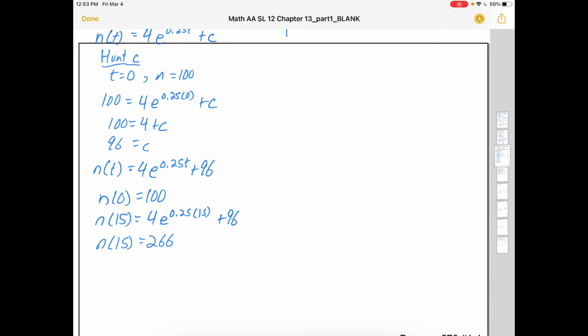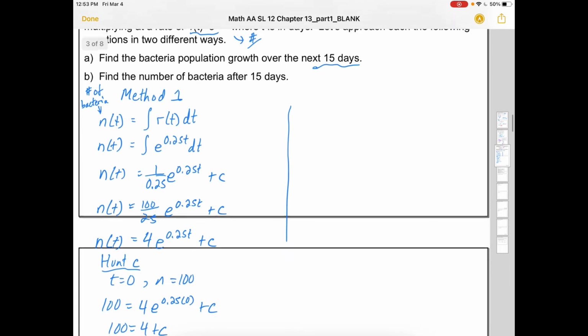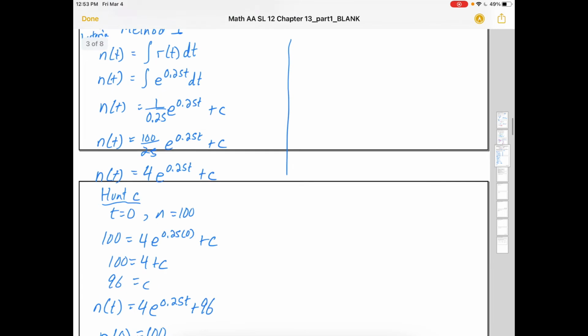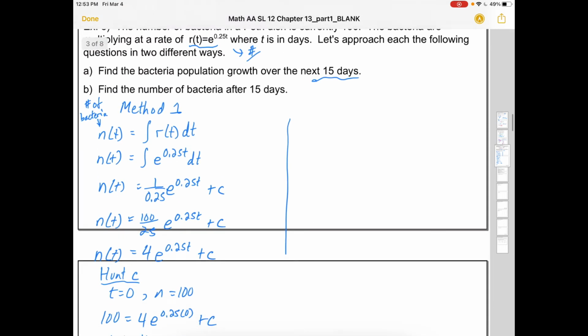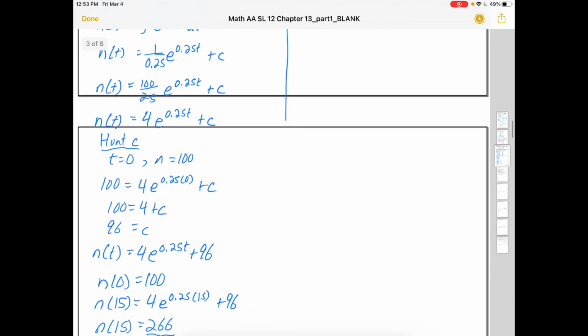After all this, maybe we can answer some of these questions. What was the growth over the 15 days? Well, it's going to be how much you ended up at minus how much you started at. So it grew by 166 bacteria. The other question is, find the number of bacteria after 15 days. Well, we actually knew that here, so we can just copy it down, 266. That wasn't too bad, but it wasn't too good either. It took a fair bit of effort.